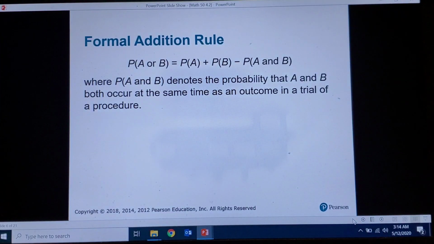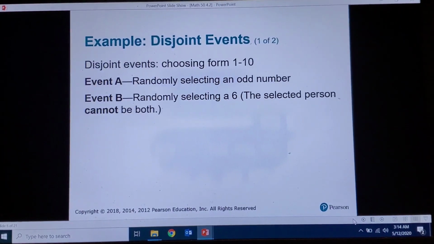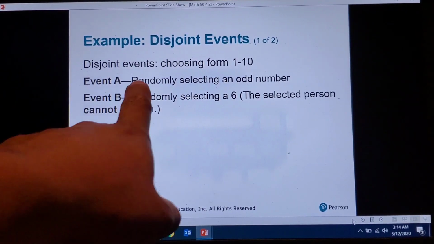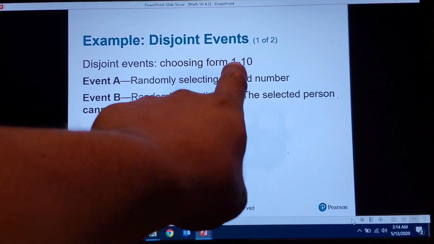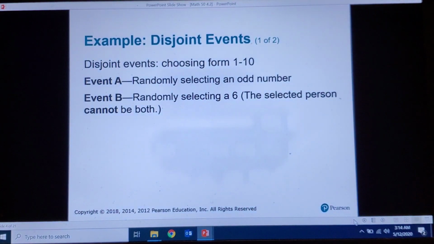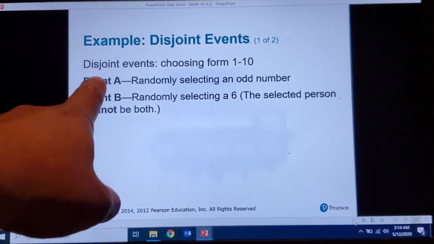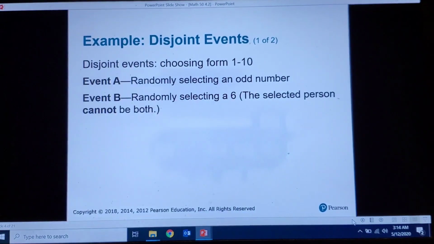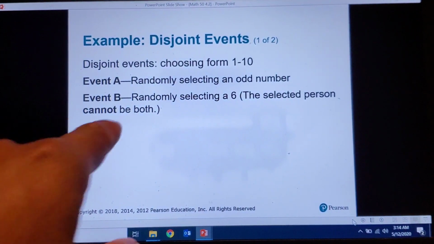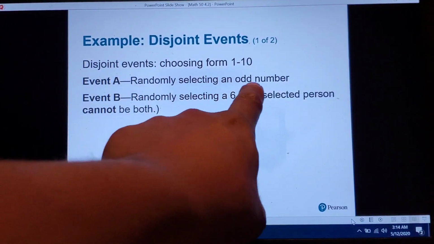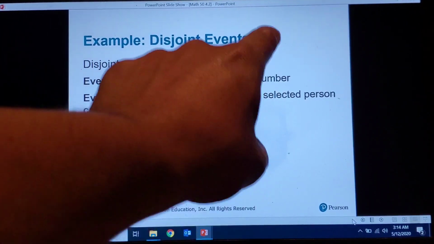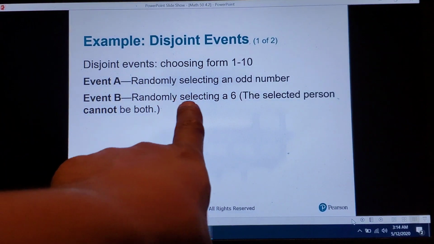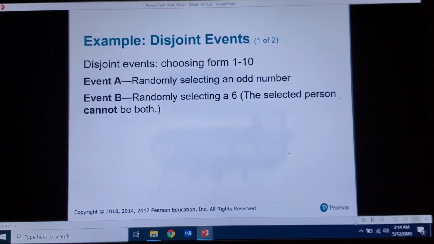If they're disjoint, like in this example, let's say you're randomly selecting an odd number and you're choosing from 1 to 10. We know these two events are disjoint because you cannot be an odd or a 6 at the same time. So that means all I have to do is calculate the probability of getting an odd number and then add it with the probability of getting a 6. Let me show you that.